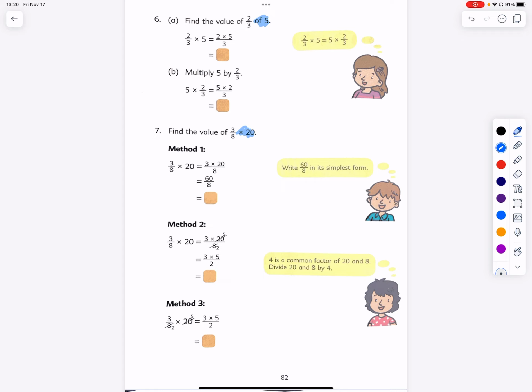2/3 of 5, right? It's 2/3, 2/3, 2/3 5 times. That means 2 times 5, we will get 10/3. And of course, 10/3 is the same as 3 and 1/3, okay?